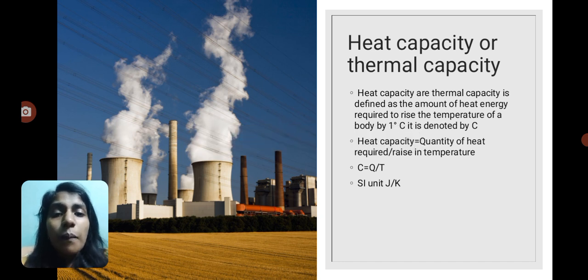This is all about the specific heat capacity. It is the tendency of the material to absorb heat. It is called the specific heat capacity. Another name for heat capacity is the thermal capacity. This is all about thermal heat capacity and specific heat capacity. So I hope you all understand this video.